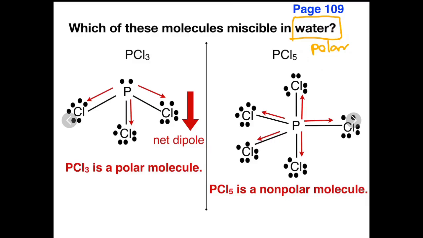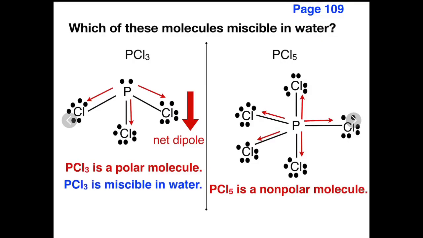So in this case, we see that PCl3 is also a polar molecule. Therefore, the answer would be PCl3 that is miscible in water, which means it's going to be able to mix with water and form a homogeneous solution. However, PCl5, because it has a different polarity, we say that PCl5 is immiscible in water, which means they will not be able to mix. So if you add PCl5 to water, you are going to end up with two separate layers, similar to water mixed with oil.